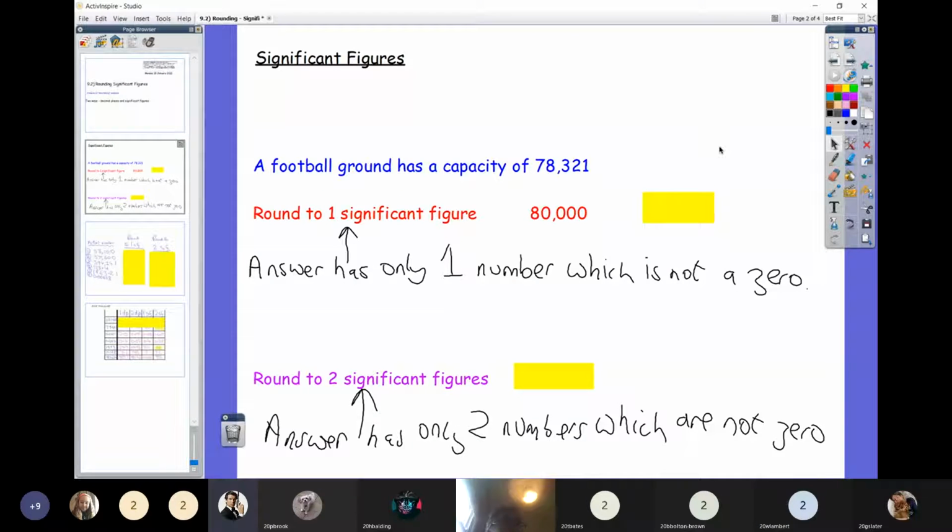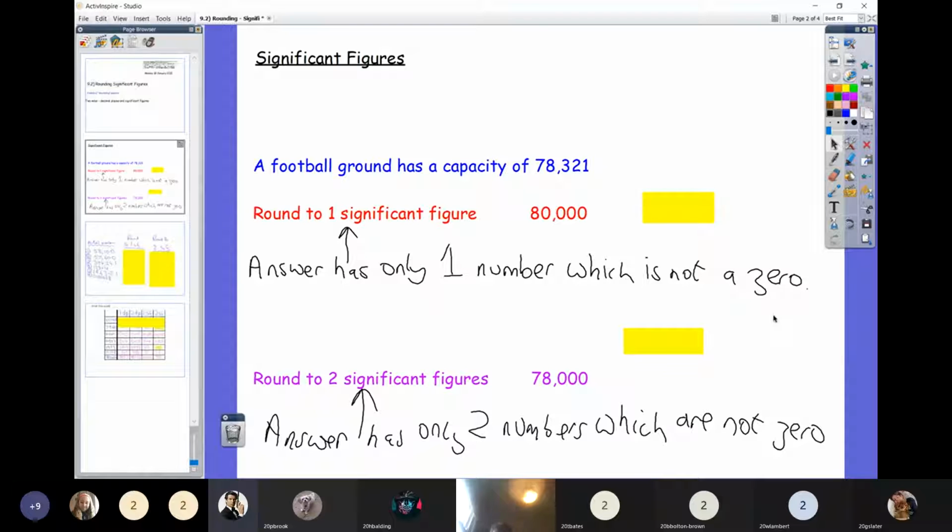78,321 to 2 significant figures is going to be 78,000. So note how we've got 2 numbers which are not noughts when it's 2 significant figures, and we've got 1 figure when it's 1 significant figure.